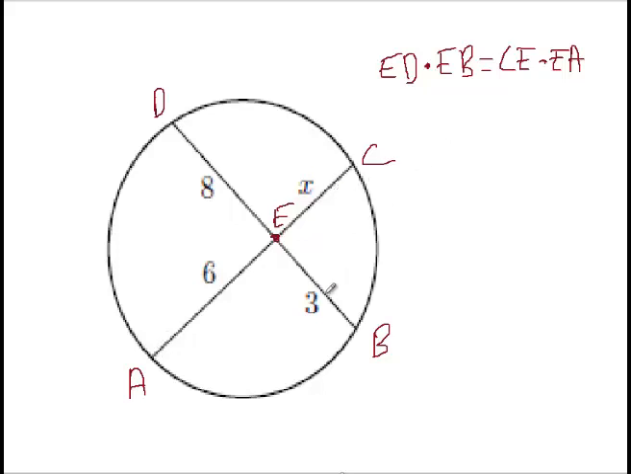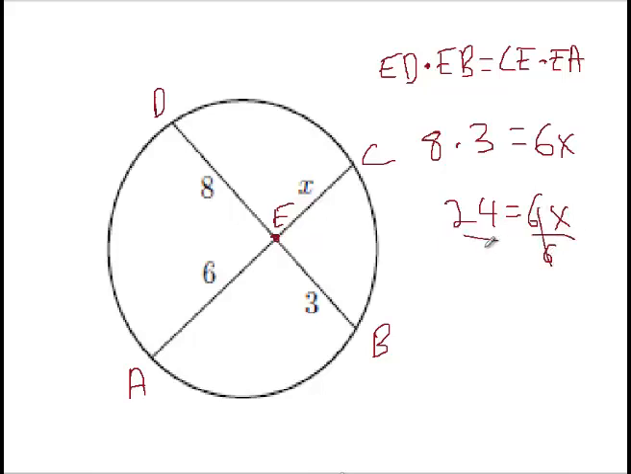So in this example, if we're trying to figure out what x is, we're trying to figure out what AC is. We know that AE is 6, DE is 8, EB is 3. So the way we'd figure this out is this times this, or 8 times 3, is the same as this times this, or 6 times x, and figuring this out is just a very simple equation. 24 equals 6x, and divide each side by 6 to isolate x, and you have x equals 4.